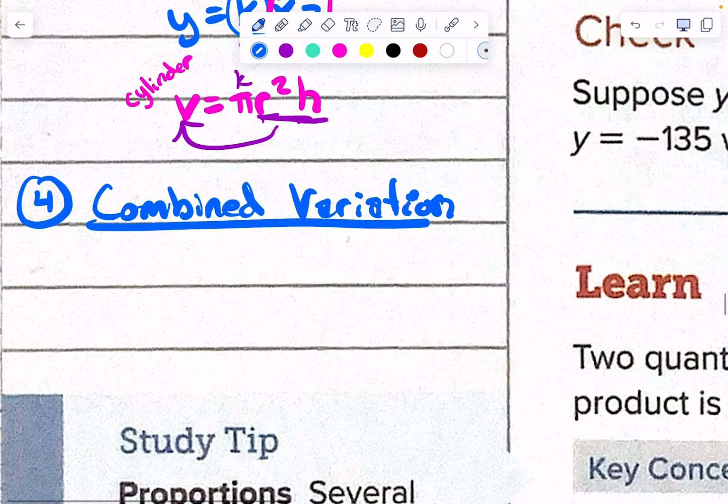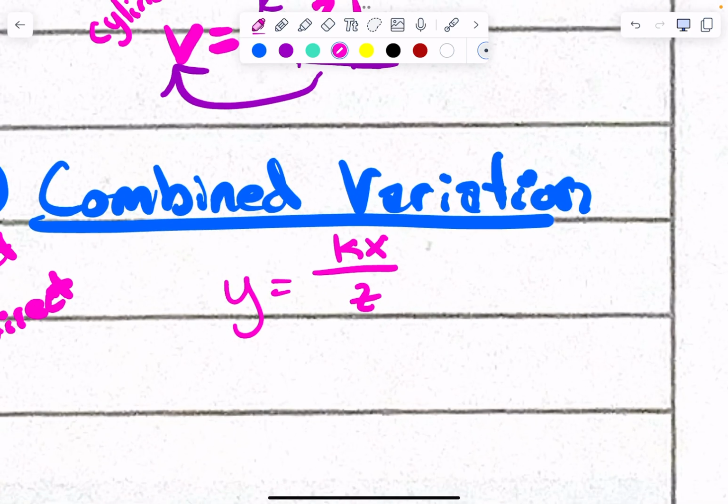Combined variation is a combination of direct and indirect at the same time. Okay, direct and indirect at the same time. So I have y equals k times x over z. Okay, which one is the direct variable? Kx, right? Like this is my direct variable. Okay, which one's my inverse variable? Z. Do you see that? It's combining both of those together. So I still have 3 variables going on, kind of like I did in joint variation, but one of them is in the numerator, one's in the denominator.